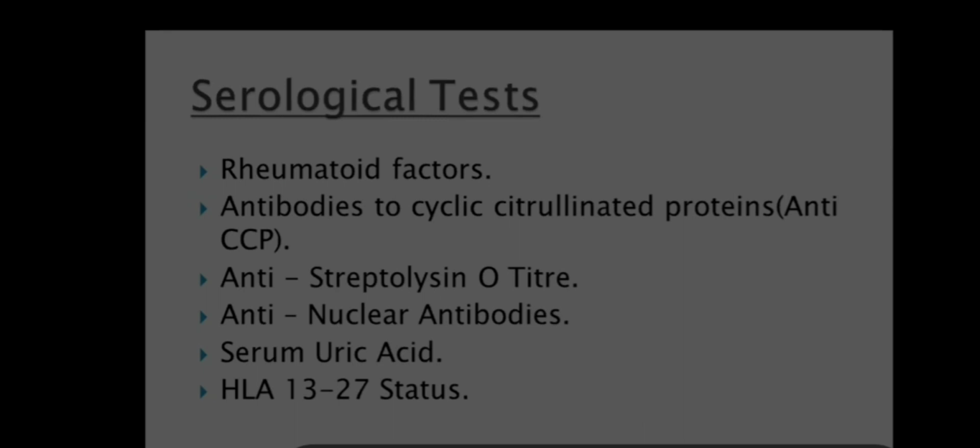Then comes the antibodies to cyclic citrullinated proteins, that is called the anti-CCP. It is a very recent test, not too recent, but comparatively recent, which confirms rheumatoid arthritis very clearly, early, at an early time when the synovitis of the joint starts, the anti-CCP will be responding. So we can detect rheumatoid arthritis very early. That is the benefit of the anti-CCP test.